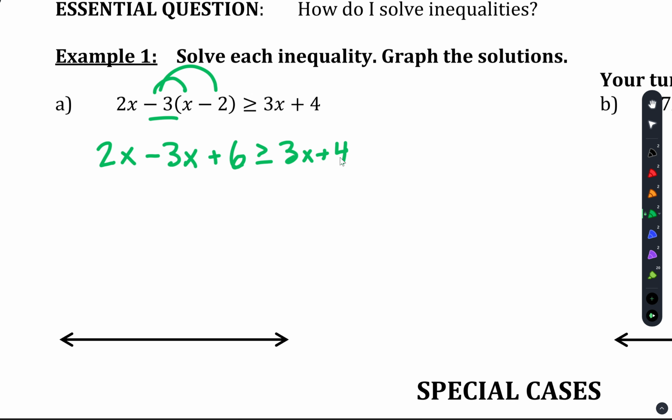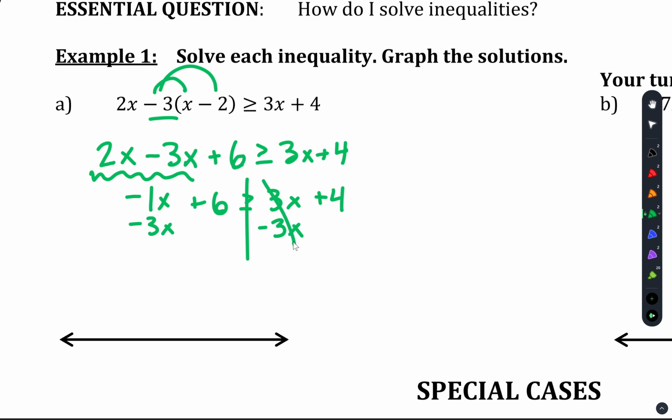Now I should be able to combine like terms here. 2x minus 3x is negative 1x. Then we know we are going to move all of our variables to what side? To the left. So I'm going to move my variable. Anytime I move a variable, it is always through addition or subtraction. Never am I moving it through multiplication or division. So it cancels out over here. I got negative 4x plus 6 is greater than or equal to 4.